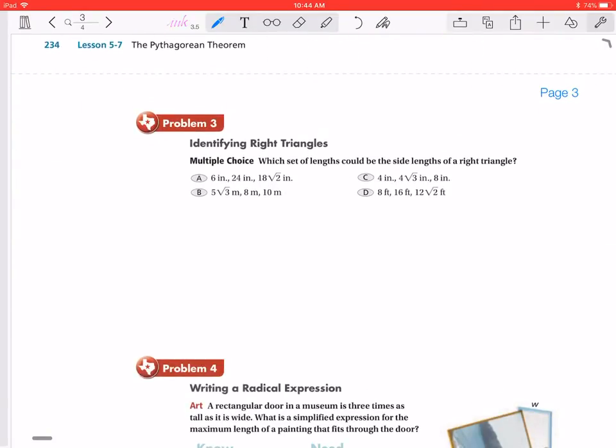All right, now let's see, identifying right triangles. We're given different choices. We're given 3 sides, and we need to see if those 3 sides will work out. That means we're going to square all of these side lengths. So I'm going to take 6 squared plus 24 squared is equal to 18 square root of 2, and that's squared. Now 6 squared is going to give us 36.